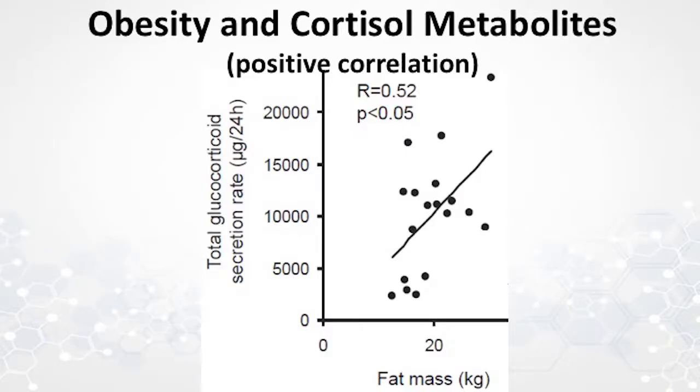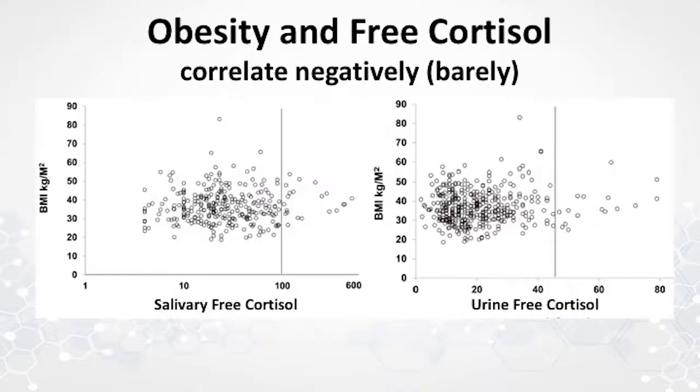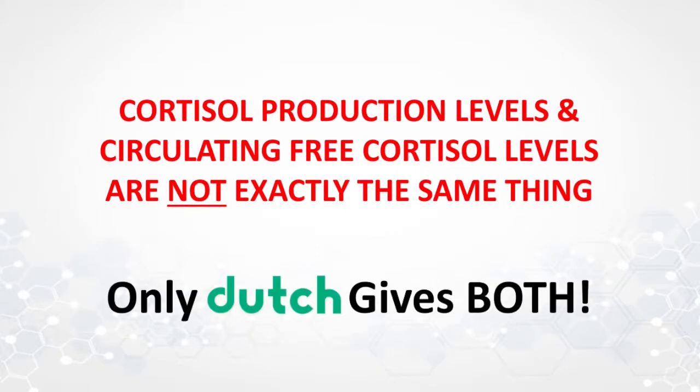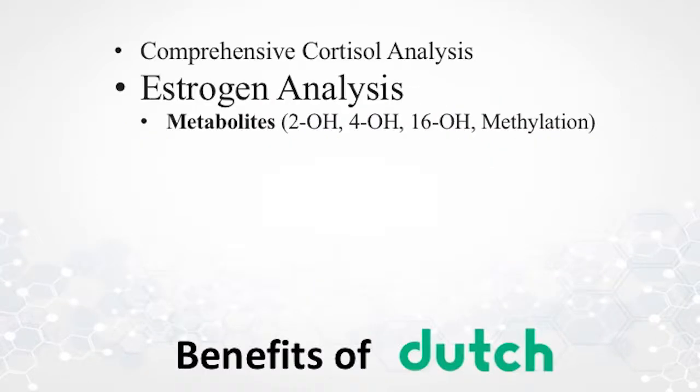Obesity is the classic case of this, where in obese patients, the production of cortisol is increased, and we see that in the metabolites. However, the metabolism or the clearance of cortisol is upregulated to an even higher degree, such that the free cortisol tends to actually go down in obese patients, leaving you with this dichotomous situation that you really don't even know exists when you're only testing the saliva. You need this Dutch model of testing to give you all of the information. So that's one huge advantage for the Dutch model of testing: comprehensive cortisol analysis.